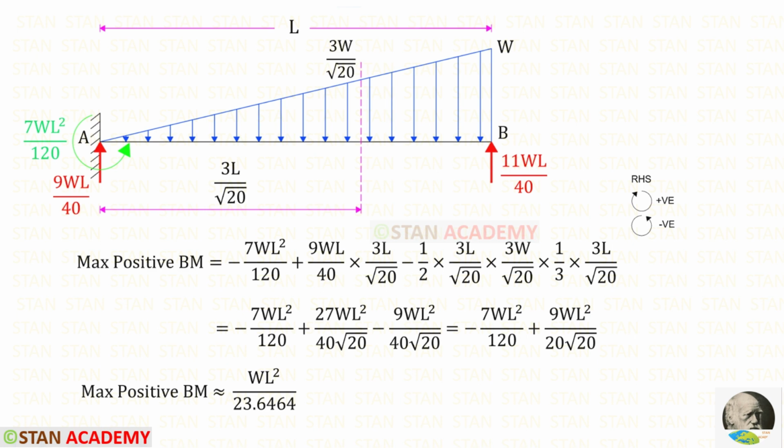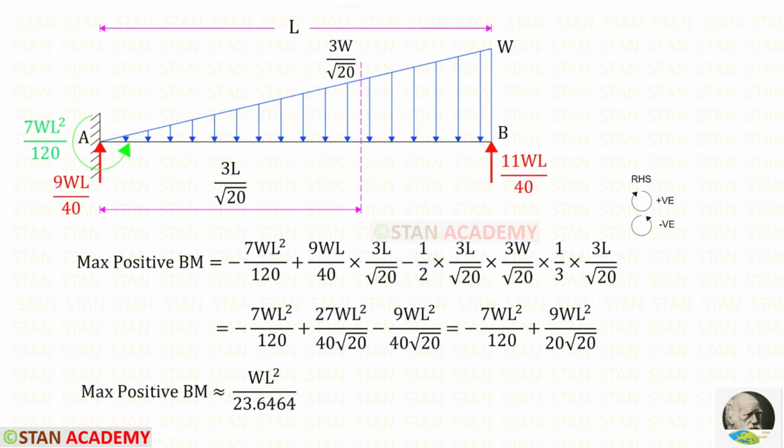Now let us find the maximum positive bending moment. We are going to find that from the point A. In this case, we have to follow right hand side rule. Clockwise will be positive and anti-clockwise will be negative. MA is acting in the anti-clockwise direction so it will be negative. RA is acting in the clockwise direction so it will be positive, and the distance is 3L upon root 20. The UVL is acting in the anti-clockwise direction so it will be negative.